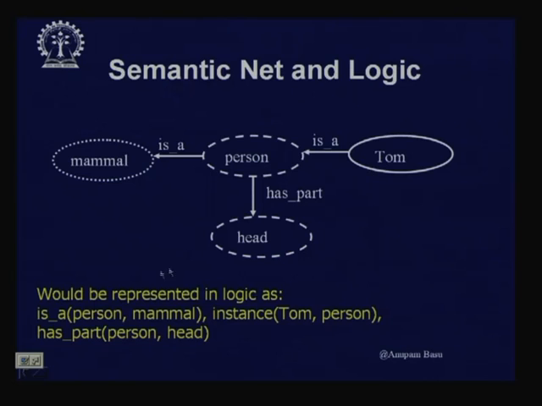Now, the same structure can be represented in logic, where I just use these relations as the predicates. Is-a person mammal. So, it is a binary predicate with two arguments. Now, in logic I can say instance Tom person, that Tom is an instance of a person, has-part person head. So, you see, any two nodes we take and the relation connecting them, I can represent them as propositions as we do in logic.